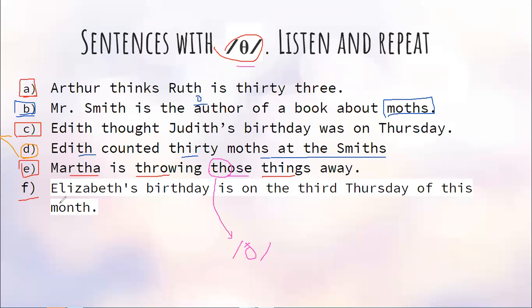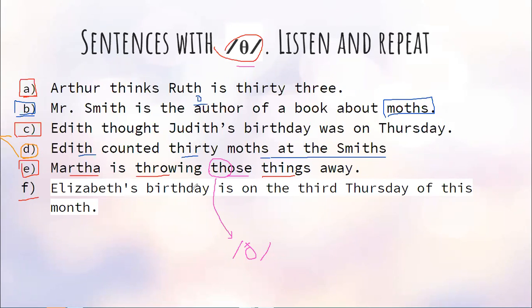And let's call Diana. Elizabeth's birthday is on the third Thursday of this month. Of this month. Claro, porque no suena como month, así como polilla.